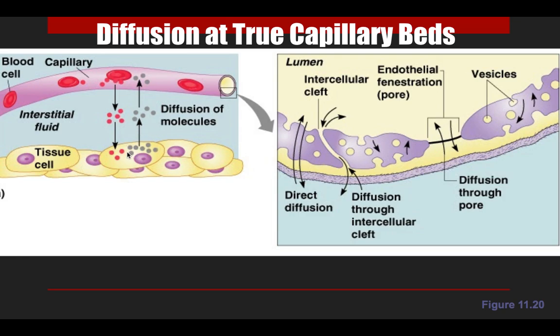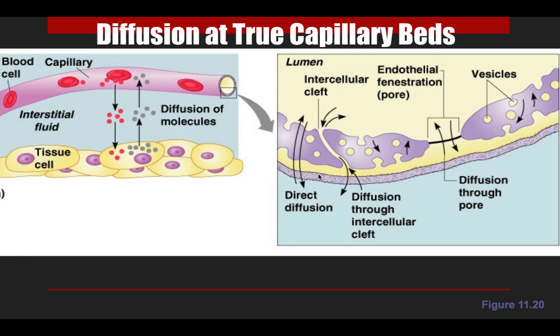And then you have waste like carbon dioxide that is diffusing from a high concentration inside the cells through the surrounding tissue and into the capillaries where it's at a lower concentration. So it's just simple diffusion out of cells into the blood vessels. And then here you can see what that looks like a little more closely.